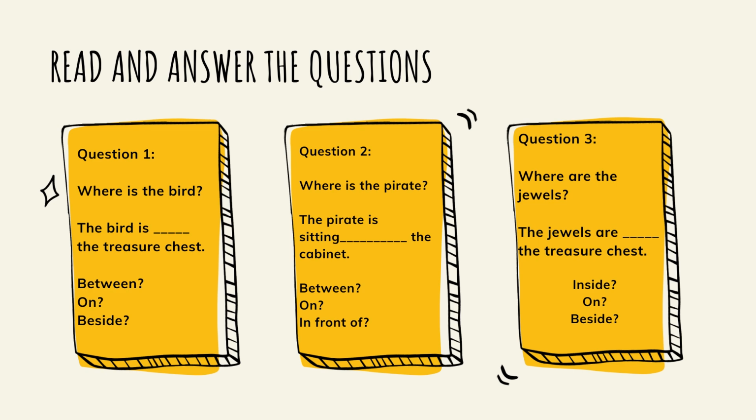Read and answer the questions. Where's the bird? The bird is between the treasure chest, on the treasure chest, or beside the treasure chest. Where is the pirate? The pirate is sitting between the cabinet, on the cabinet, in front of the cabinet. Where are the jewels? The jewels are inside the treasure chest, on the treasure chest, beside the treasure chest.